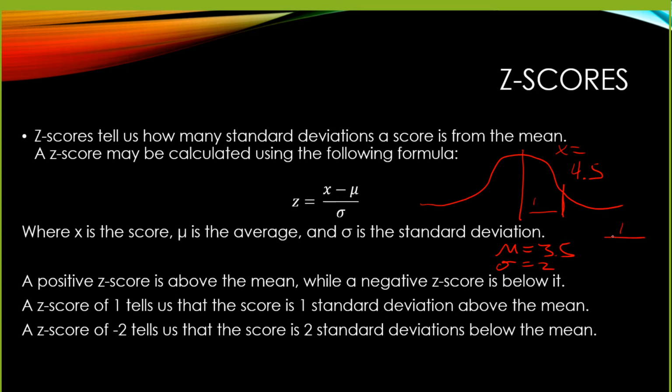If I divide that by how much distance one standard deviation is, 2 units, then I'll get 1/2. Again, that's our score, 4.5, minus our mean, 3.5, divided by our standard deviation. One standard deviation is 2 units, so it ends up with 1/2. What it means is we are 1/2 of a standard deviation above the mean. 1 unit above the mean is 1/2 of a standard deviation above the mean.